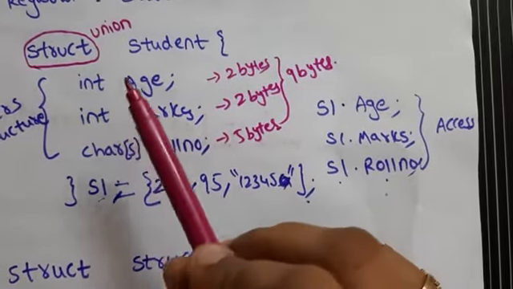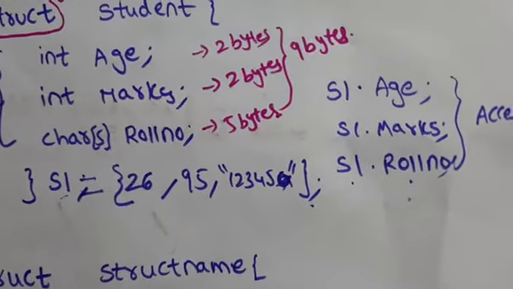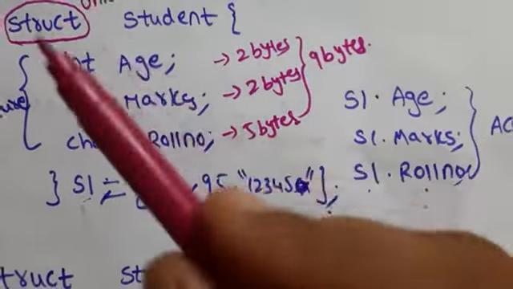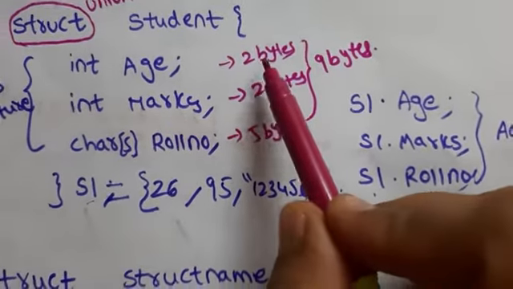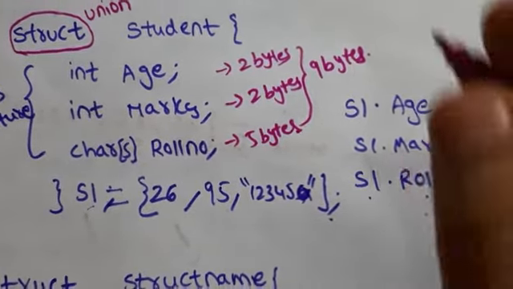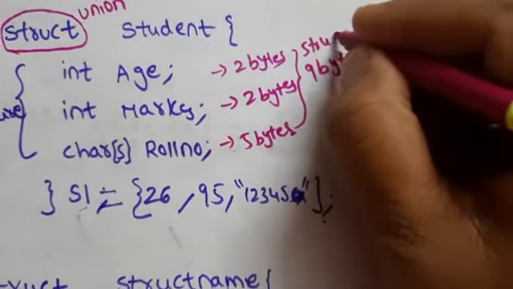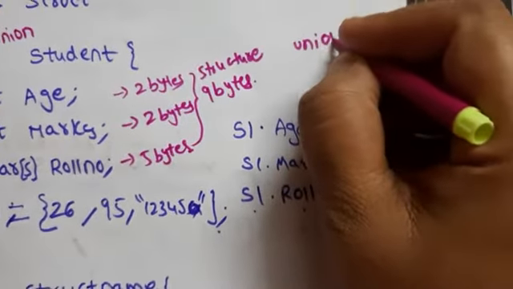But if you take the word union, union is a combined one. So in structure it is 9 bytes. If you take union, union is combined one. What is the maximum size that will be taken? Here 2 bytes, 2 bytes, 5 bytes. So the maximum size is 5 bytes. So for structure, how much memory is it taking? 9 bytes. For union it will occupy 5 bytes.